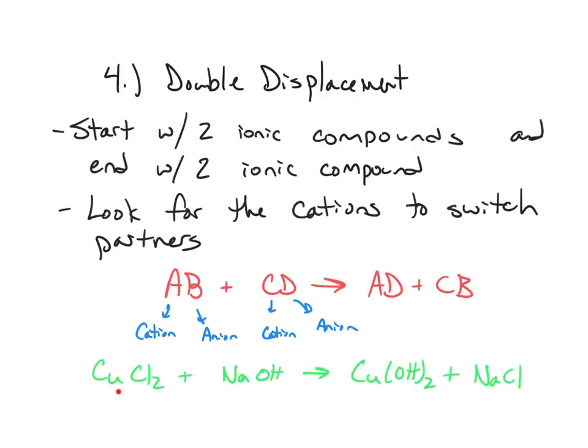Here's a practical example. The reactant side, you have two ionic substances. You have copper chloride, in fact this is copper 2 chloride, and sodium hydroxide. Now copper and sodium switch spots. So now copper is now with the hydroxide in the form of CuOH2, and sodium is now with the chlorine in the form of NaCl. So you've got two ionic reactants, two ionic products. And that's how you know you've got a double displacement reaction.